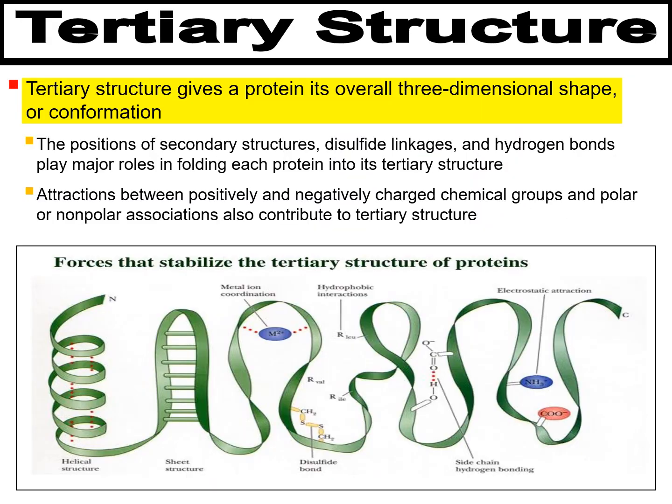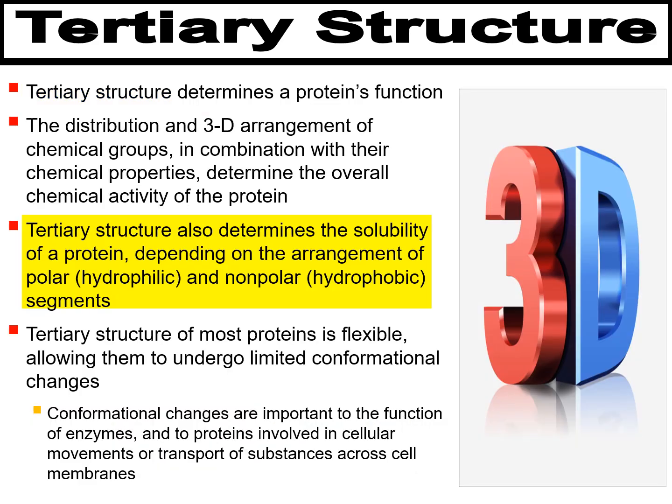Tertiary structure is the third level of protein structure. Tertiary structure refers to the three-dimensional shape of a protein. Tertiary structure is the level of protein structure where protein function is expressed. The collection of polar and nonpolar amino acids determine the solubility and functionality of proteins.